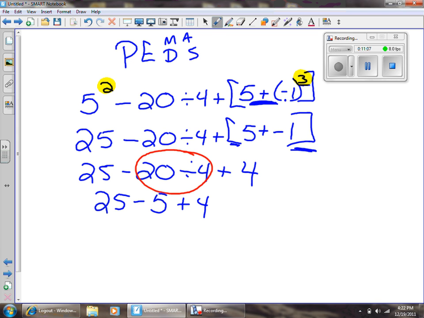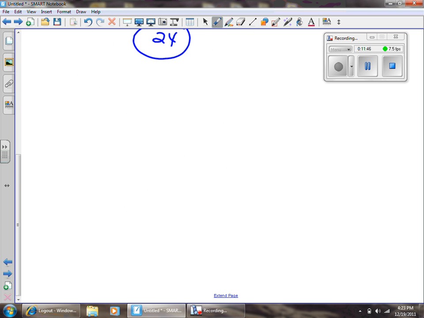and then plus 4. Now remember, when the problem is all addition and subtraction, or all multiplication and division, I do not do one before the other. I go left to right. So I'm going to do 25 minus 5 plus 4. Well, this is 20 plus 4 is 24. My answer is 24. All right. I do not do 5 plus 4 and then do 25 minus that. No, the order of operations states that when it's all multiplication and division, or all addition and subtraction, I go left to right.